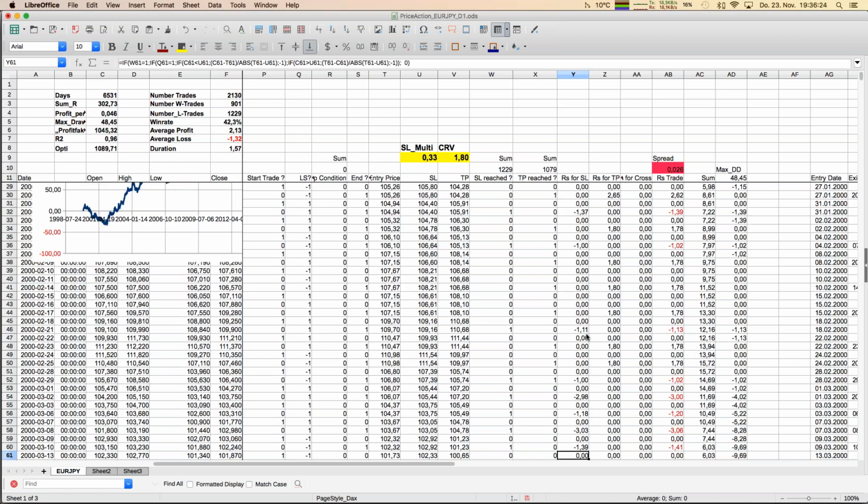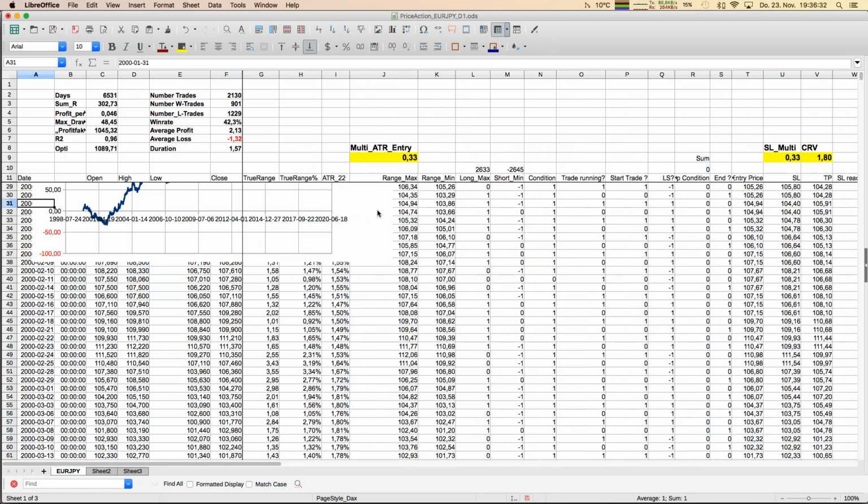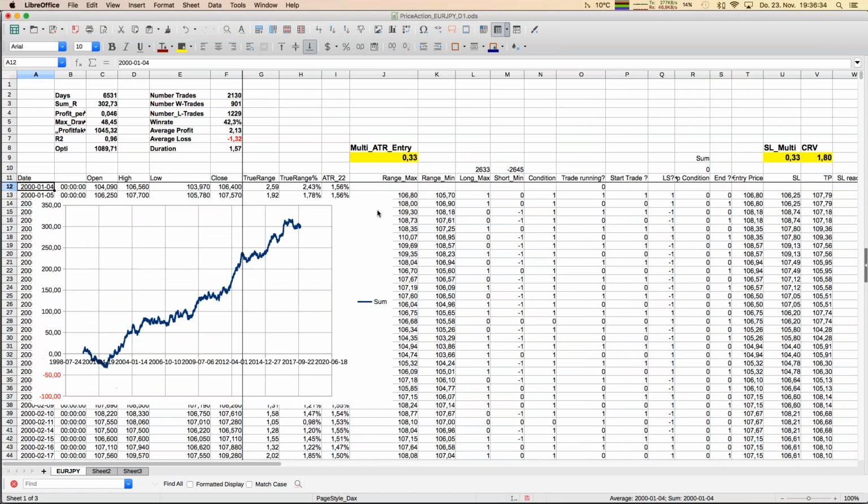We calculate higher losses in this case, and that's the reason why the average loss, for example, in my example, is already higher than 1R, so minus 1.3 in this case. But nevertheless, we get nice equity lines for this kind of strategy.